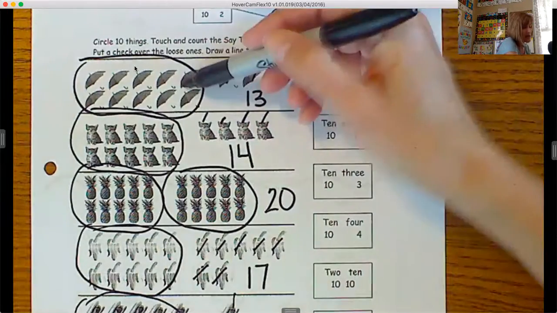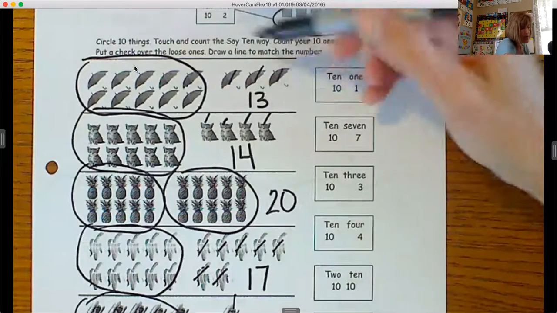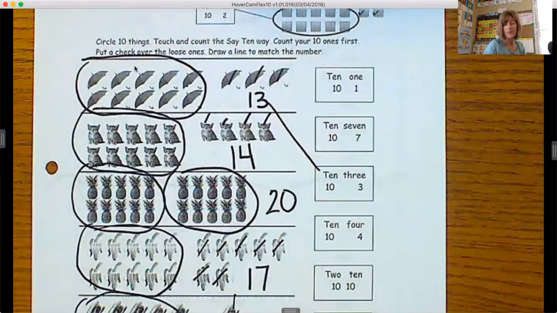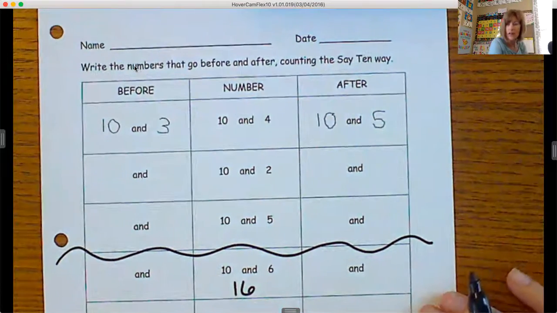So I have 10 ones and 3 ones, or 13. So I would draw a line to there. Okay, so I'll let you do that part on your own. Okay, let's look at the back side, and I am going to change the directions up on this a little bit too, because I think this looks like a lot for you to do.